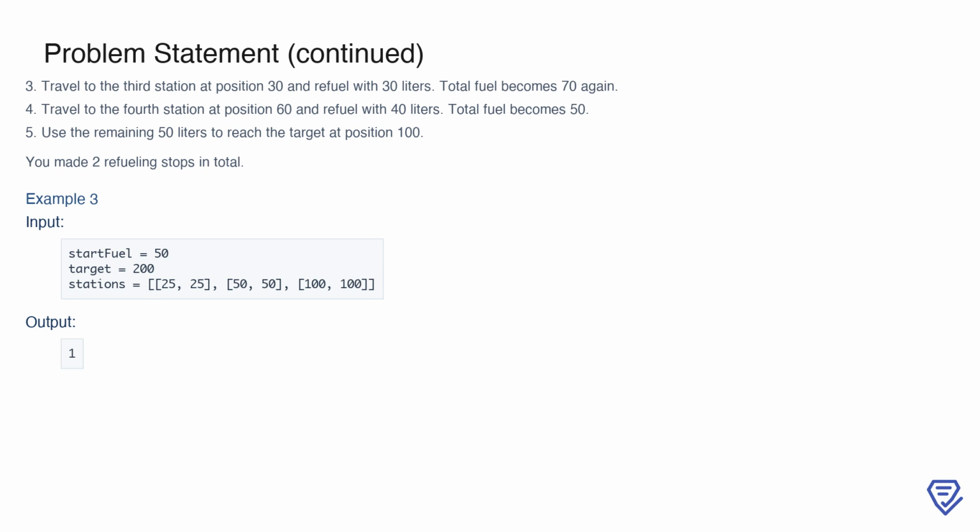Then, you travel to the station at position 50, where you refuel with 50 liters, increasing your total to 75 liters. Next, you reach the station at position 100 and refuel with 100 liters. After this, you have 75 liters of fuel left, which is sufficient to reach the target at position 200. In this case, you only needed 1 refueling stop.